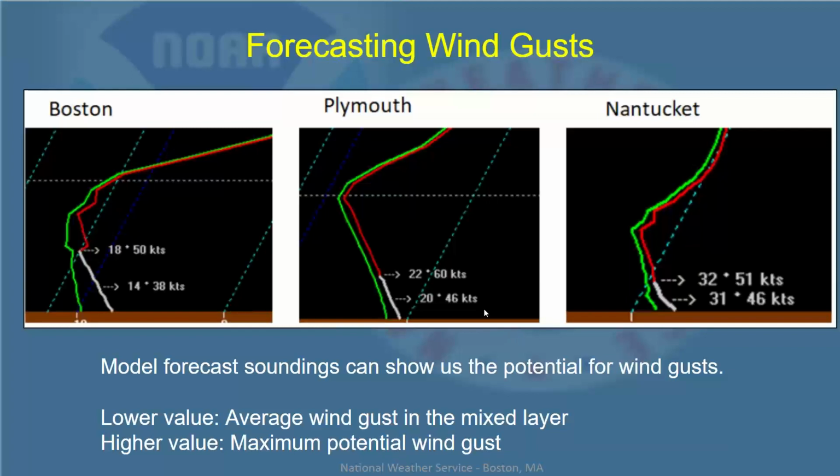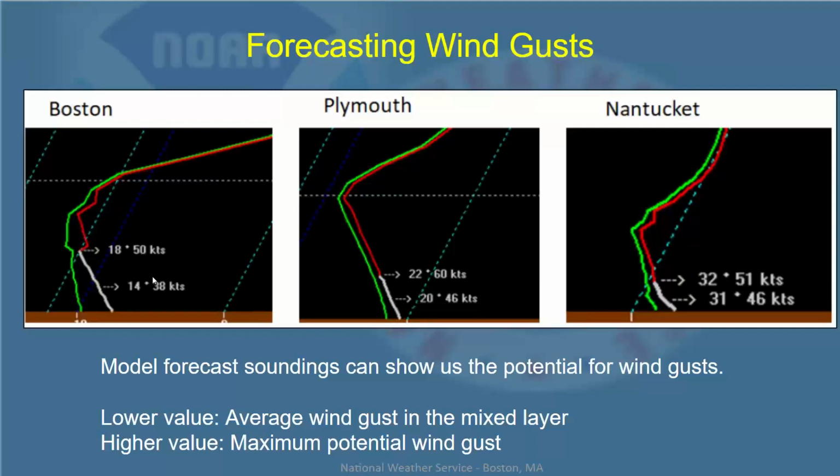Here's an example. This was from, I believe, the January blizzard, but it shows you the potential for wind gusts. So when we look at BuffKit, you'll get two values when you look at the mixing. And the mixing height is shown at the top of this gray curve. You can see it starts to bump up, very slight here for Plymouth and Nantucket. But it calculates the mixing layer for us.